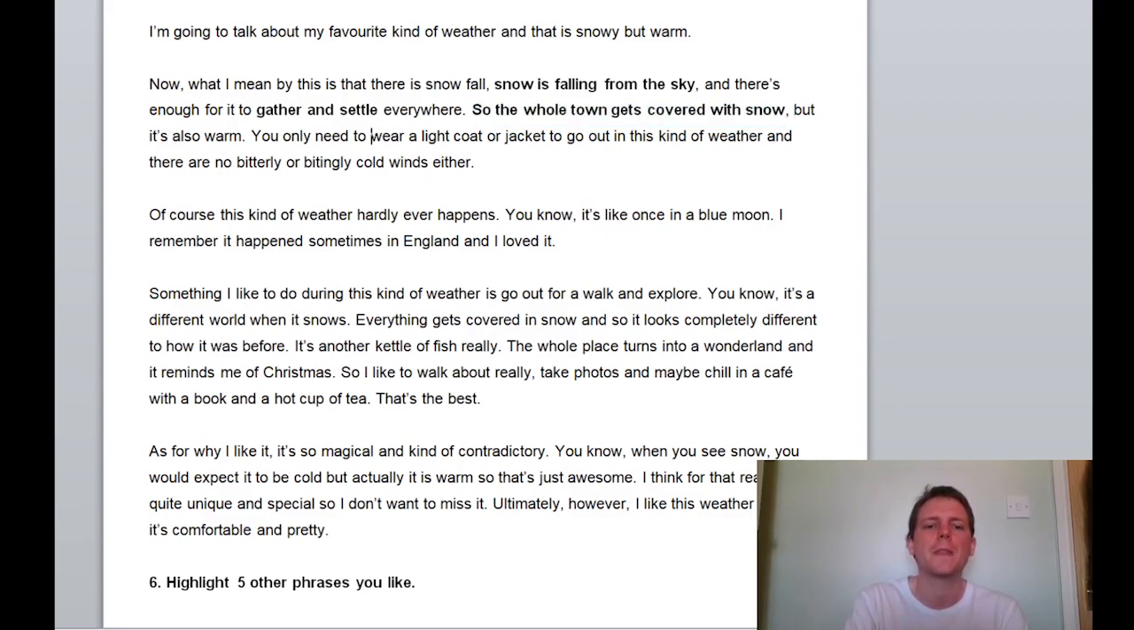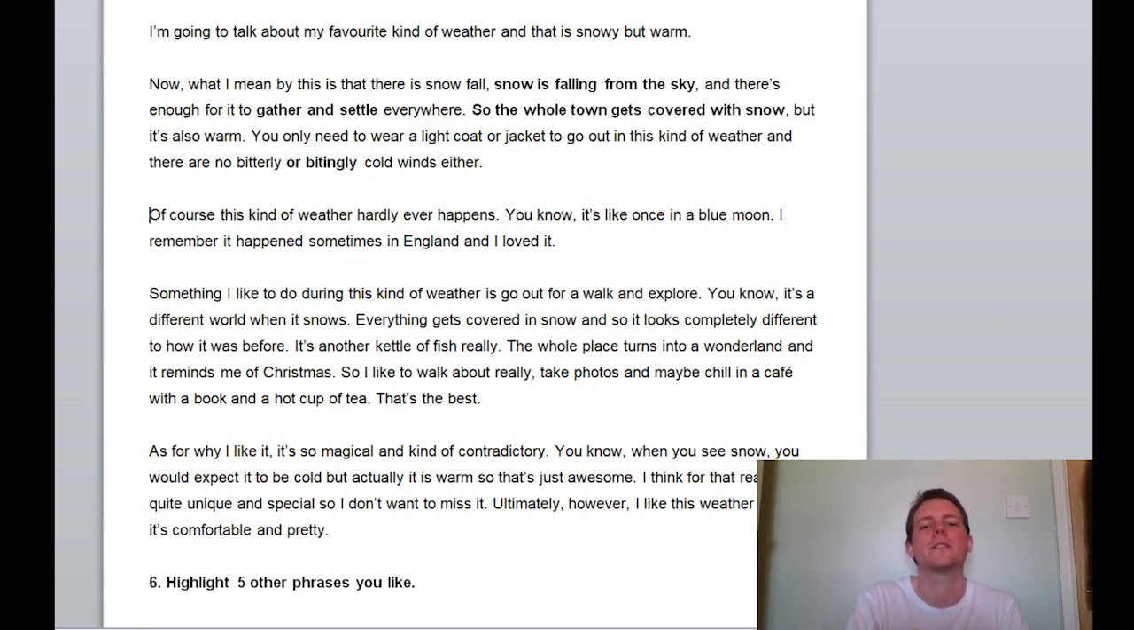But it's also warm. You only need to wear a light coat or jacket to go out in this kind of weather. And there are no bitterly or bitingly cold winds either. Using lots of adjectives is a good idea in speaking part 2. It adds on more time, it shows off more vocabulary. You can notice here that I'm pretty much saying the same thing as what I just said, with no bitterly cold winds, but I'm showing off more vocabulary, so that's good.